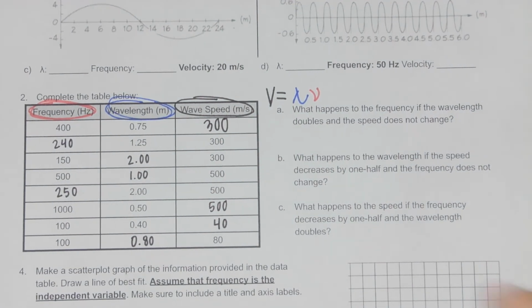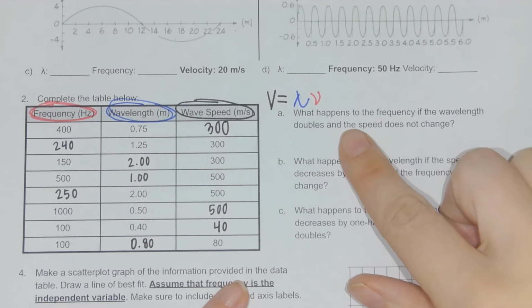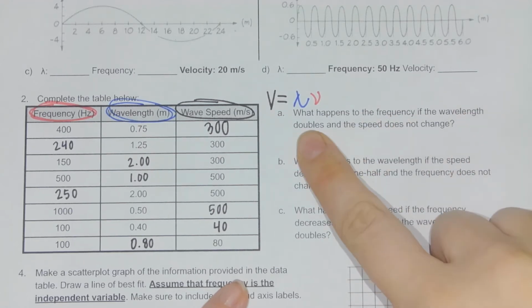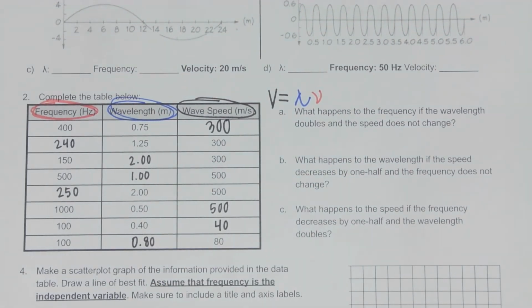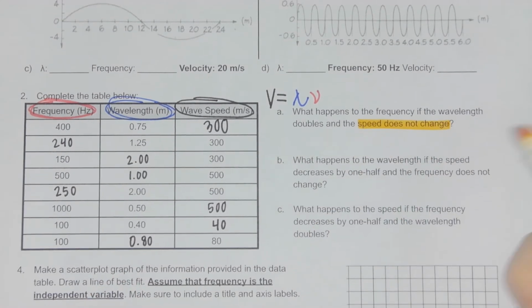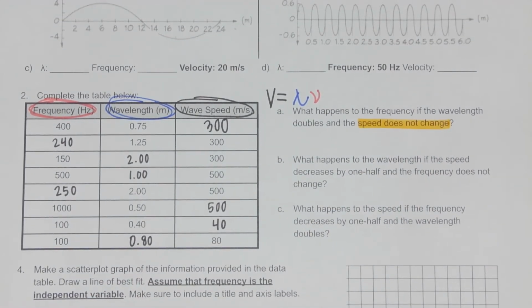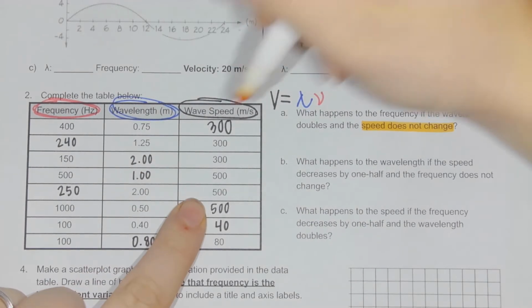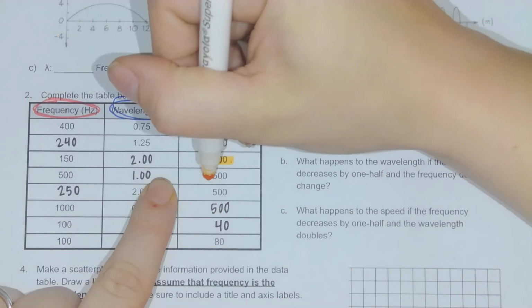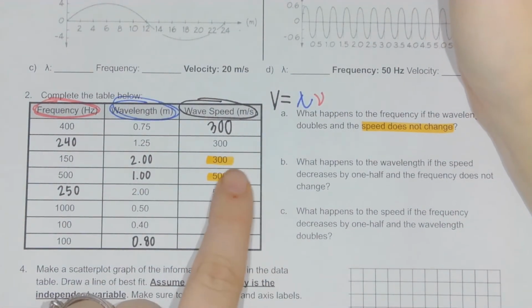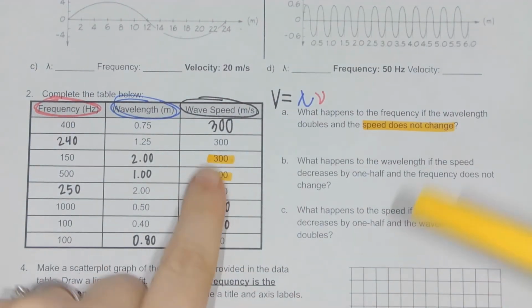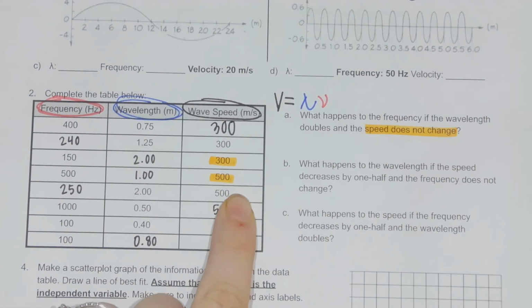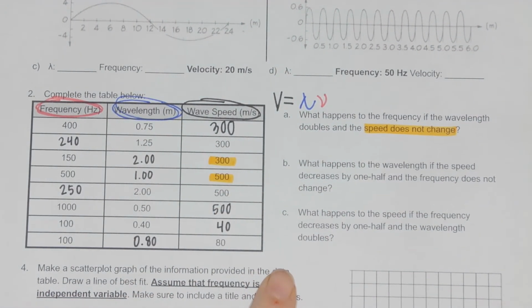So then questions, we're going to analyze what happens to the frequency if the wavelength doubles and the speed does not change. So I need to find some examples in my chart here. So I'm looking for an example where the speed doesn't change, but the wavelength was doubled. So I'm thinking these two are a good comparison because look, the speed isn't changing. It's still 300. Oops, wow, that was really great of me. No, this is a bad example because the speed is changing. Sorry, let's look. Let's find one where the speed is not changing.